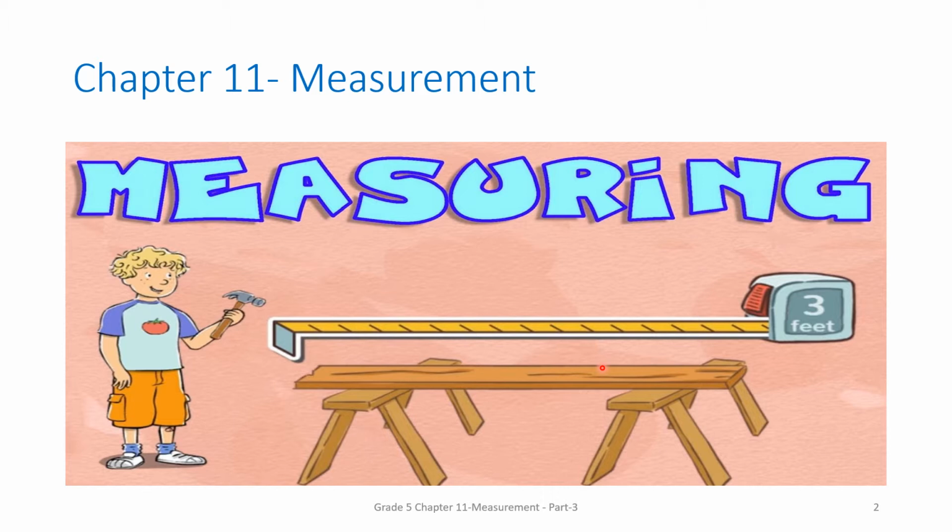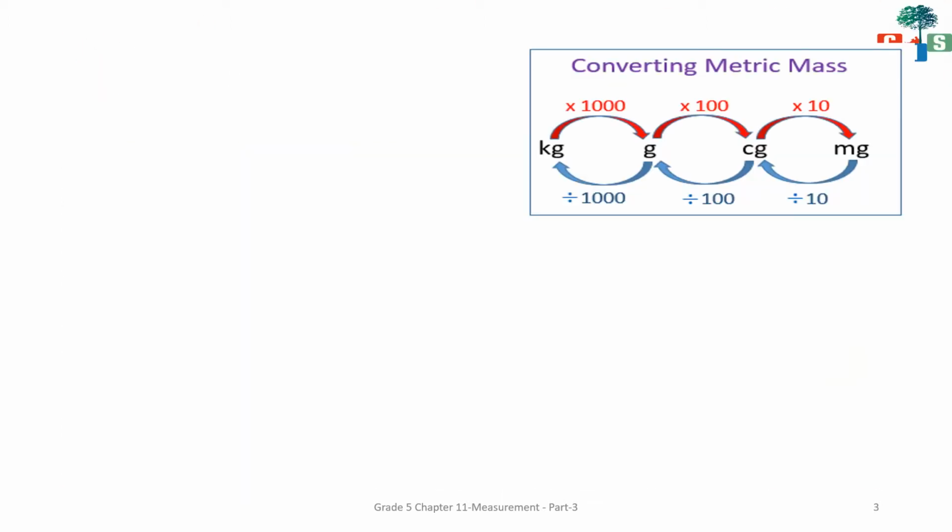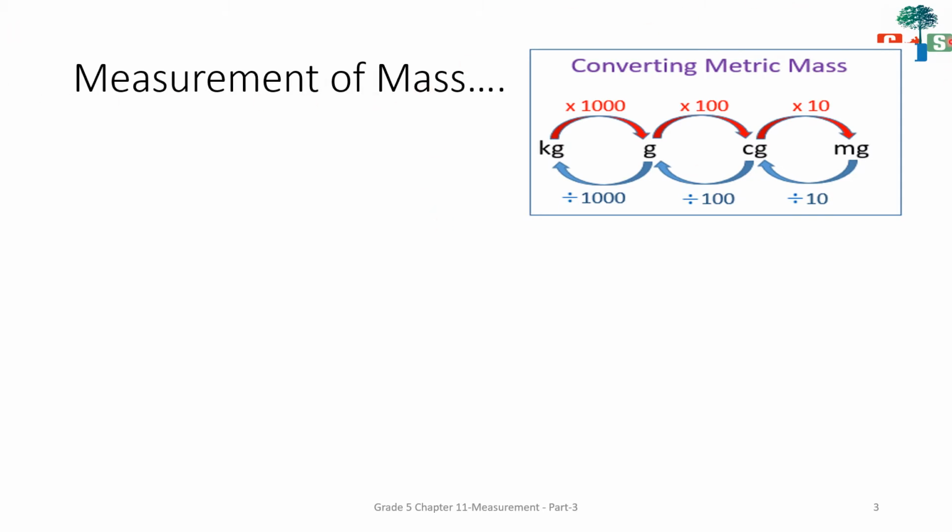Okay scholars, we will start with today's concept, that is measurement of mass. This is converting metric mass. How to convert? We will see that. Kg is for kilogram, g is for gram, cg is for centigram and mg is for milligram. Kg is the heaviest or the largest unit and mg, that is milligram, is the smallest or the lightest unit.